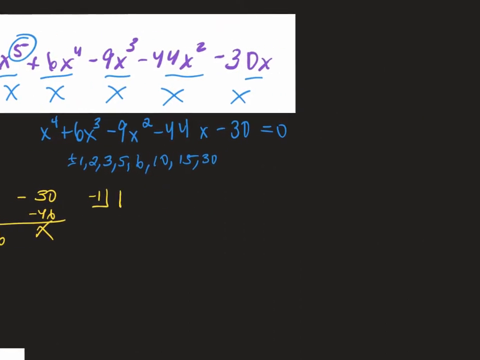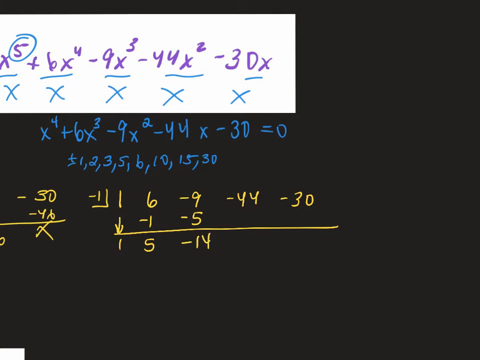Again, write out your coefficients. 1, 6, negative 9, negative 44, negative 30. Bring down the 1. So 1 times negative 1 is negative 1. 6 and negative 1 is 5. 5 and negative 1 is negative 5. Negative 9 and negative 5 is negative 14. Negative 14 and negative 1 is positive 14. Negative 44 and 14 is negative 30. Negative 30 times negative 1 is positive 30, and I got 0. So I found out right here that x equals negative 1 is a factor.